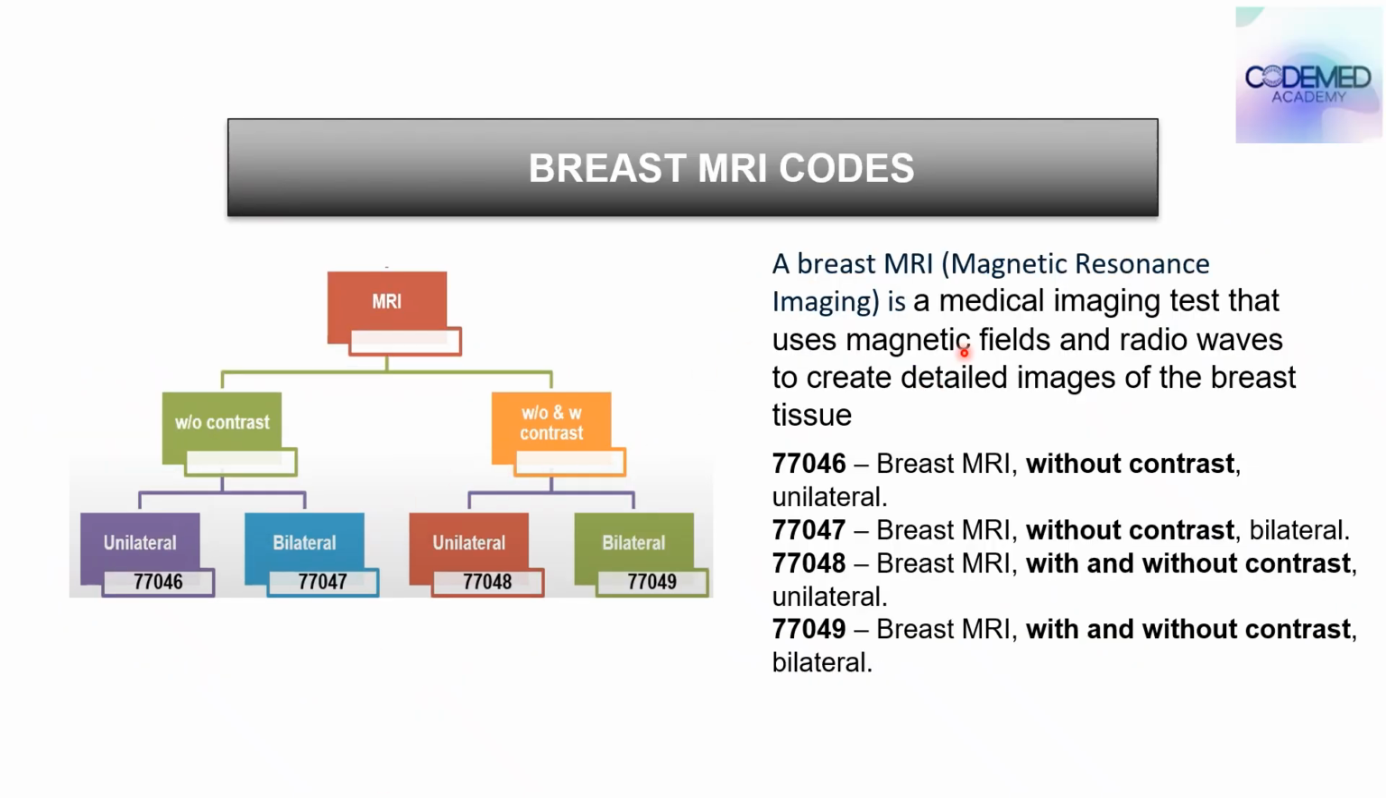So first look at the breast MRI. It is a medical imaging test that uses the magnetic field and the radio waves to create a detailed imaging of the breast. And in that we have four codes. One is without contrast and then without followed by with contrast. And all the codes are for the unilateral or bilateral. So 77046 is the unilateral without contrast and this is bilateral without contrast, and these two codes are unilateral and bilateral without followed by with contrast.